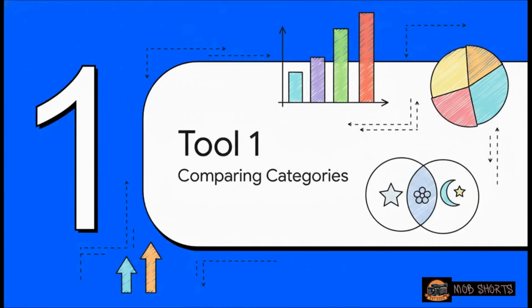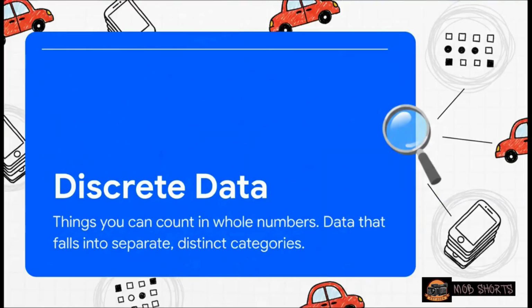Okay, first up in our toolkit, tools for comparison. These are the ones you reach for when you want to put different groups side by side and see how they really stack up against each other. Now, before we grab a tool, we need to understand something called discrete data. It sounds kind of technical, but trust me, it's super simple. It's basically anything you can count. 1, 2, 3, like the number of red cars on your street or the number of people in a room who use an iPhone. They're separate, distinct things.